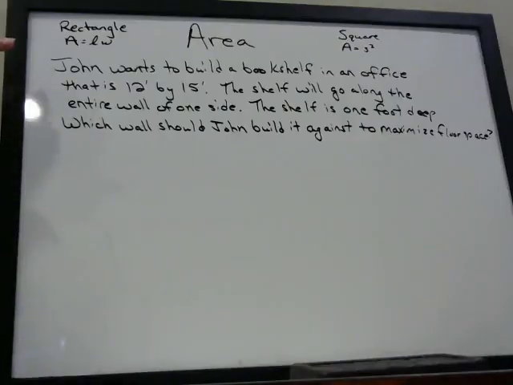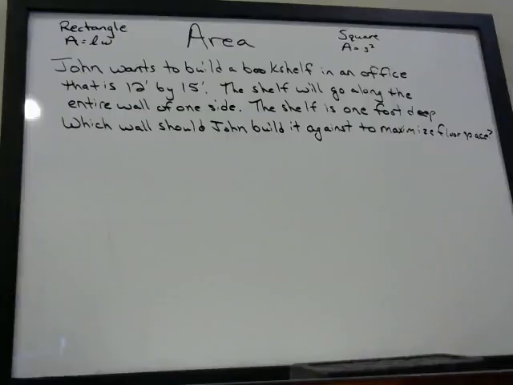So, John wants to build a bookshelf in an office that is 12 feet by 15 feet. The shelf will go along the entire wall of one side. The shelf is 1 foot deep. Which wall should John build it against to maximize floor space?